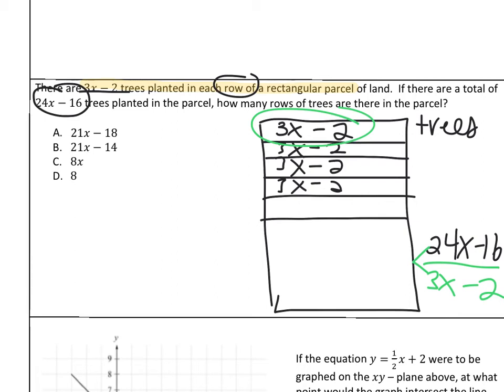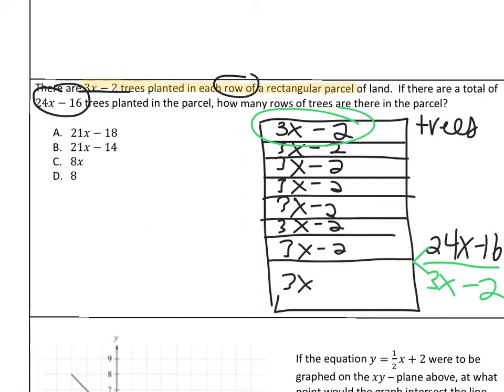So we should have 3x minus 2. Let's see if we have 8 rows, if that gets us what we need. 1, 2, 3, 4, 5, 6, 7, 8. So if we add up all those x's together, we've got 3, 6, 9, 12, 15, 18, 21, 24. So that does give us 24 x's.